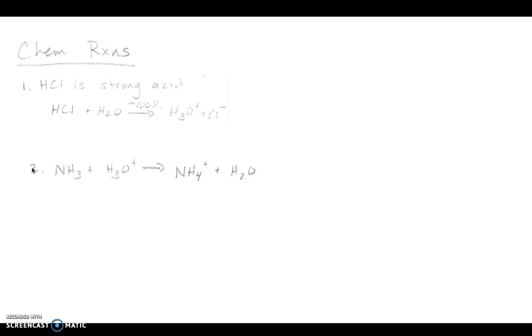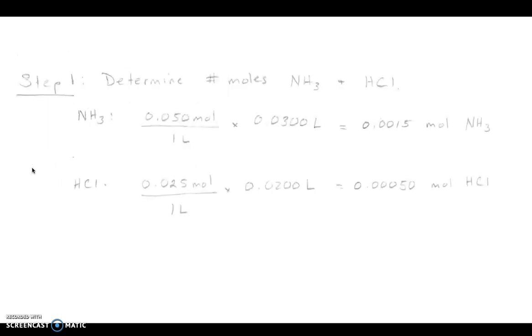Now that we have our reaction, let's start attacking the problem. The first thing we need to figure out is how much stuff is reacting. So we need to figure out how many moles of ammonia I have and how many moles of HCl or hydronium, however you want to think about it. For ammonia on the top line, I have my 0.050 molar, written explicitly as moles per liter. And there's my 30 mL written in terms of liters. So I started with 0.015 moles of ammonia.